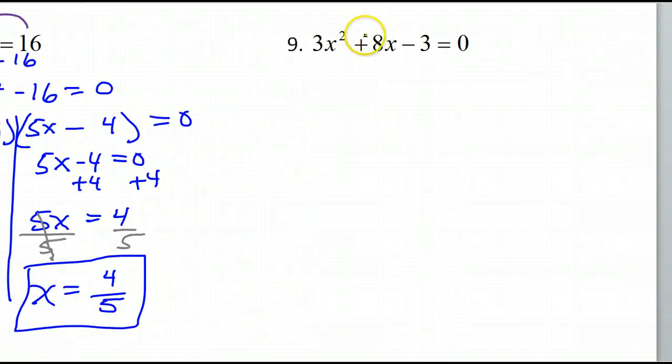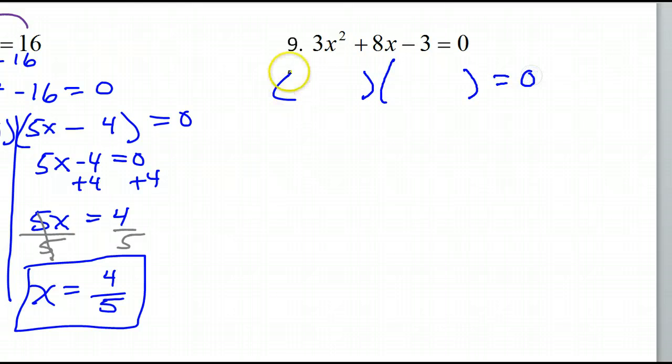Alright, number 9. Any common factors here? No. So I see this as a trinomial, so this is probably going to factor as a binomial times a binomial. 3x squared can only be 3x and x. 3 can only be 1 times 3. Am I going to try 1 times 3, or am I going to try 3 times 1?